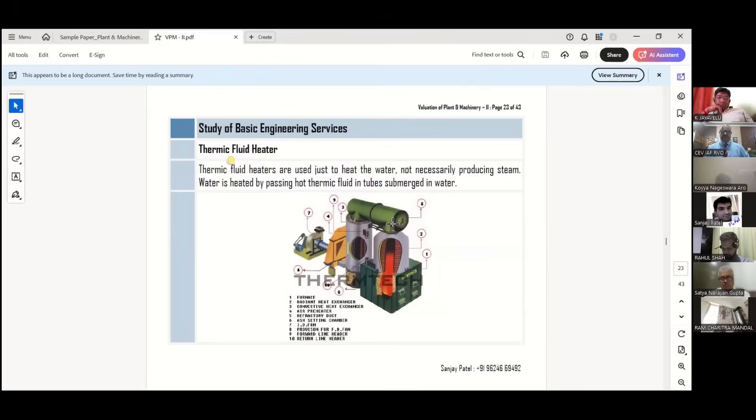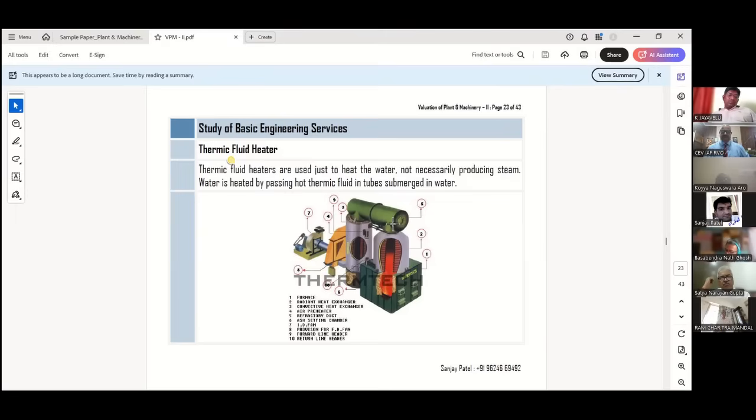Same with the thermic fluid heater. What is the function of the thermic fluid heater? Carrying the heat from one point to another point. What is the difference between the boiler and the thermic fluid heater? Boiler uses water, while thermic fluid heater uses thermic fluids. It's not producing steam, it's only heating the fluid. It is not converting the state.